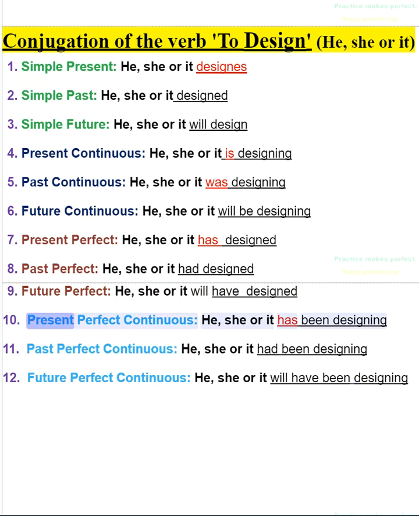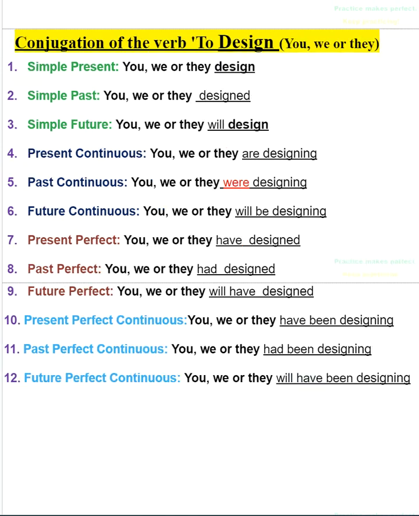10. Present perfect continuous, he, she, or it has been designing. 11. Past perfect continuous, he, she, or it had been designing. 12. Future perfect continuous, he, she, or it will have been designing.